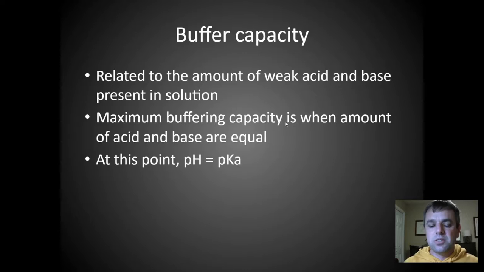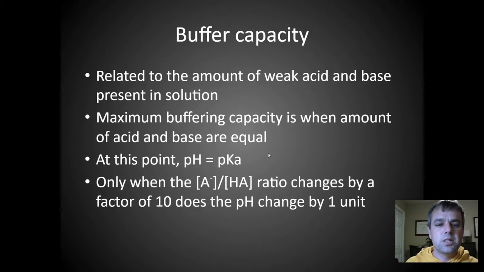And if you were to look at the Henderson-Hasselbalch equation, we'll talk a little bit more about this tomorrow. But only when you change the ratio of weak acid to weak base by a factor of 10 does the pH change by 1 unit. So, in other words, you can use up essentially like 90% of the capacity of the buffer before the pH changes by a value of 1 pH unit.